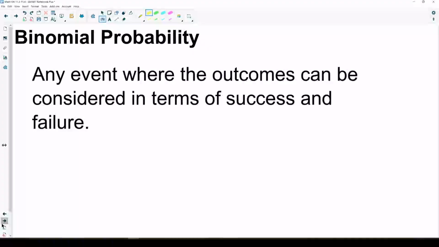Okay? If I'm rolling dice and I'd say that a 6 is a success and every other number is a failure, even though they're not the same percentage, right? A 1 out of 6 versus a 5 out of 6, they're still just successes and failures and therefore a binomial probability.